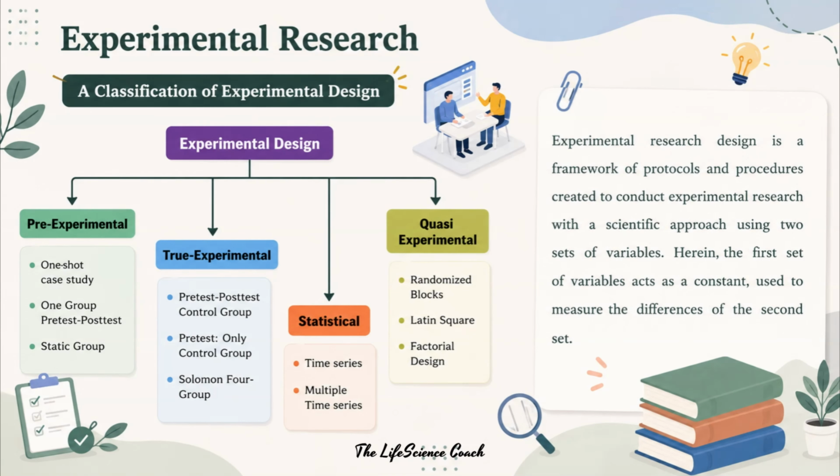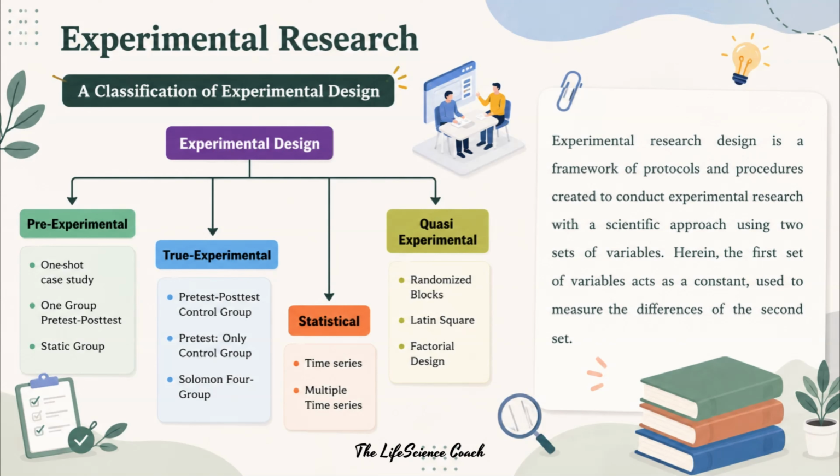Experimental research is a scientific research method used to study cause and effect relationships between variables. In this type of research, researchers carefully design procedures and control conditions to understand how one variable affects another. Usually, one set of variables is kept constant, while another variable is changed or manipulated to observe its impact. This helps researchers identify accurate and reliable results using a scientific approach.